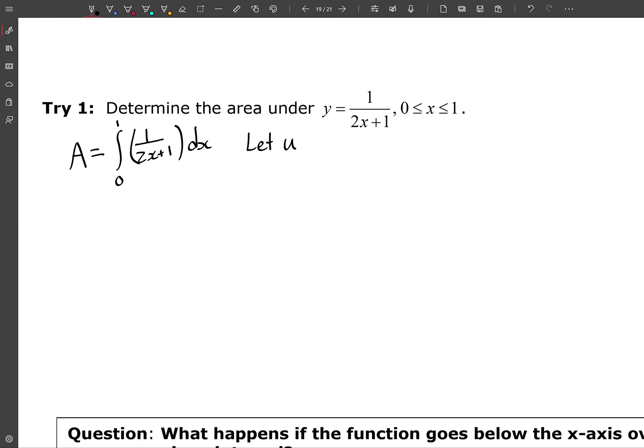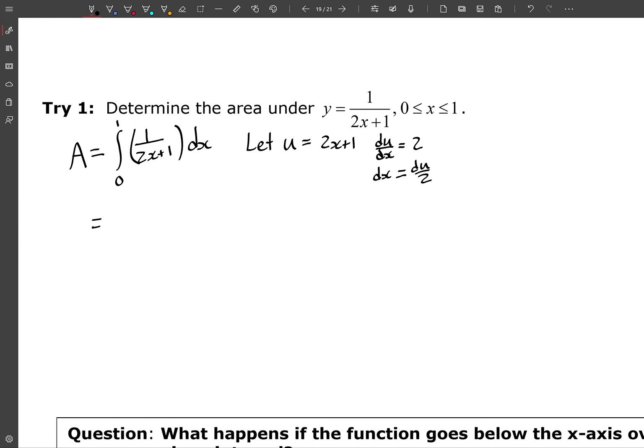Let u equal 2x plus 1. Then du/dx is equal to just 2. So dx is equal to du over 2.